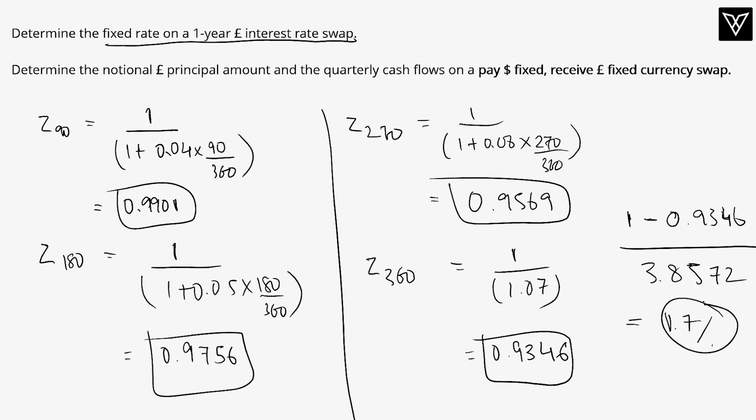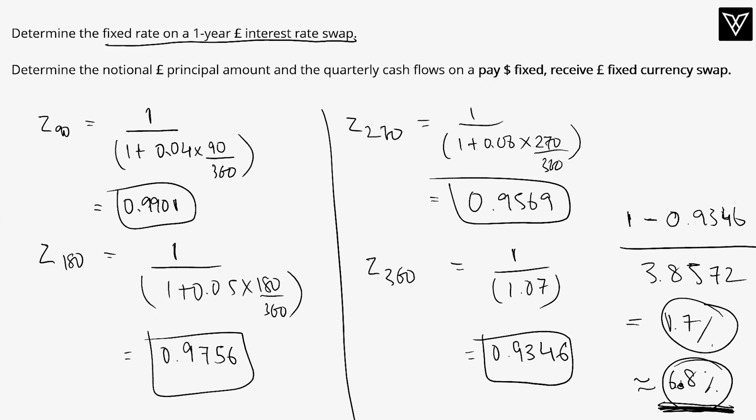This rate is in quarterly terms, goes without saying. Now we need to multiply it by 4 to get it in annual terms. So 1.7 into 4, we get around 6.8%.